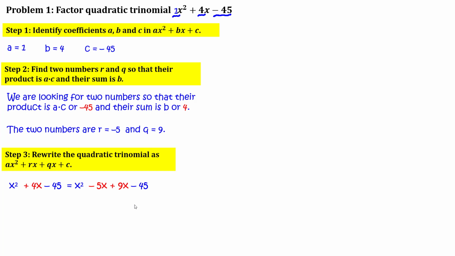But you were doing a little deconstruction. So that's why we're kind of taking something simpler and making it more complex, because we're breaking it up into its parts. Okay, so x squared plus 4x minus 45 becomes x squared minus 5x plus 9x minus 45. Okay, so far so good.